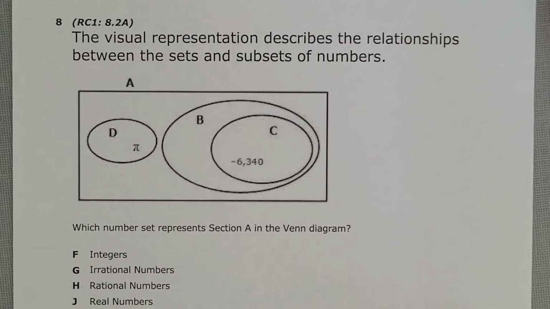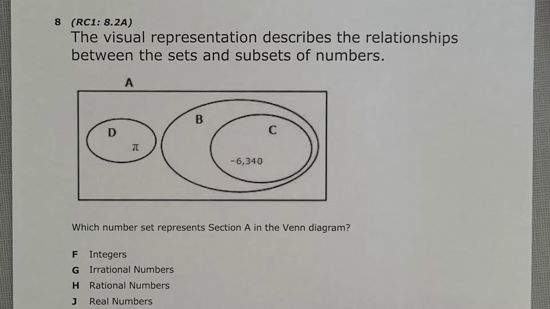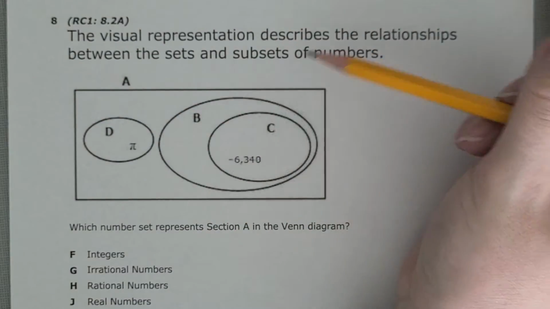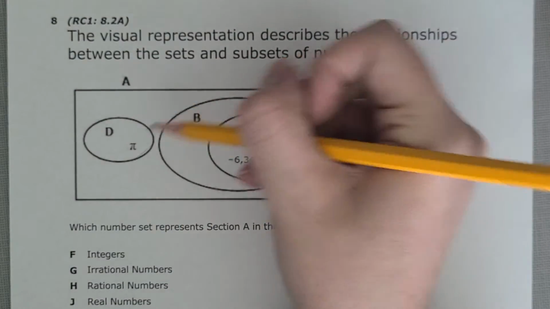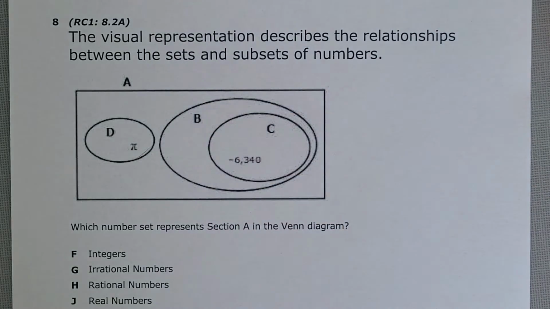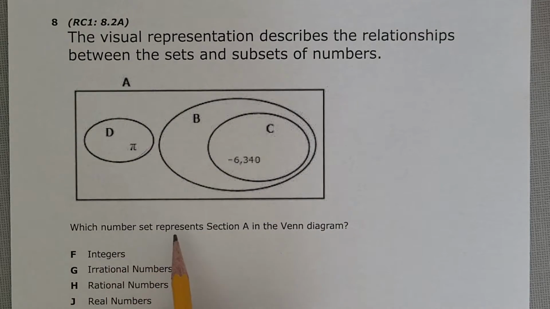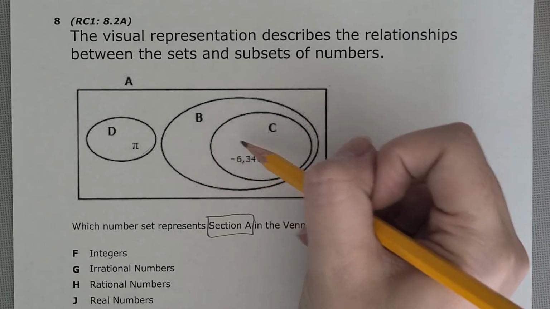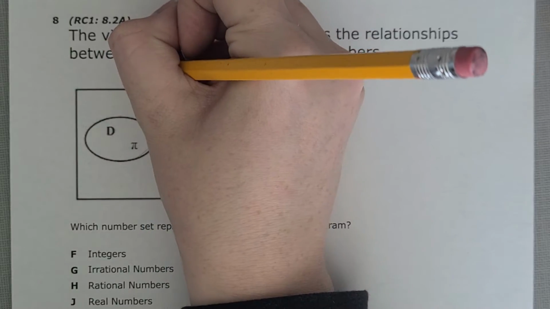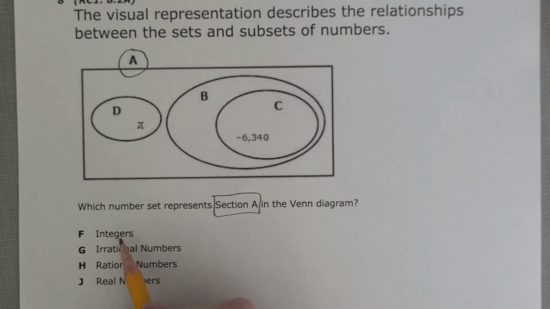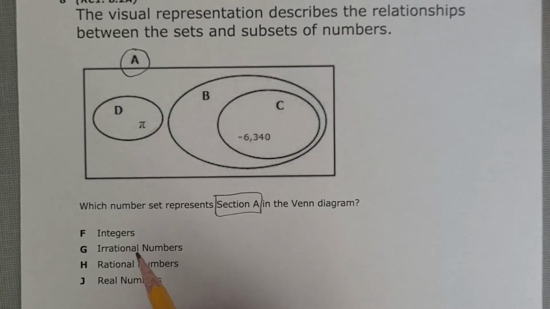Number 8 said, the visual representation describes the relationships between the sets and subsets of numbers. Okay, so we have a big box A, D with pi in it, B with a little box, C with a negative number inside. Which number set represents section A from the Venn diagram? So if we're looking at all of this, we're trying to decide which one we would label for box A. Our answer choices are integers, irrational numbers, rational numbers, and real numbers.